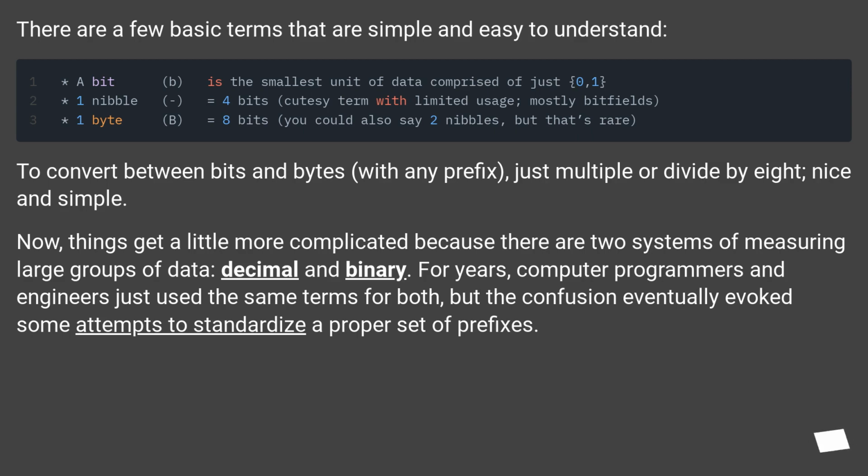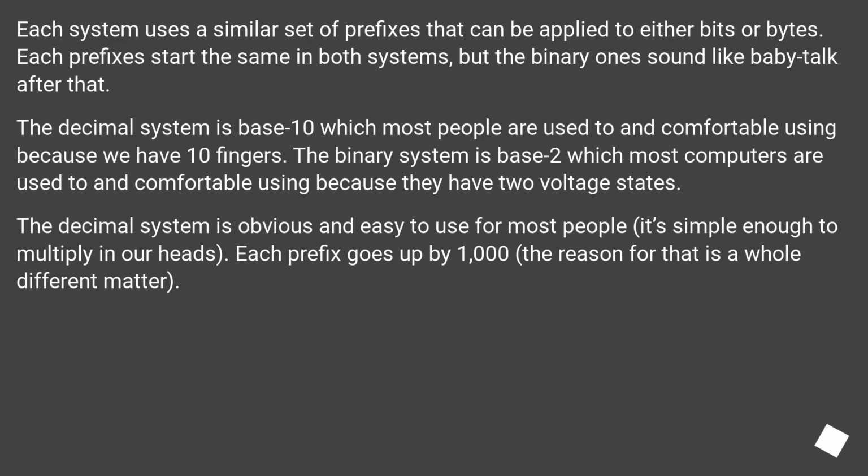Now, things get a little more complicated because there are 2 systems of measuring large groups of data, decimal and binary. For years, computer programmers and engineers just used the same terms for both, but the confusion eventually evoked some attempts to standardize a proper set of prefixes. Each system uses a similar set of prefixes that can be applied to either bits or bytes. The prefixes start the same in both systems, but the binary ones sound like baby talk after that.